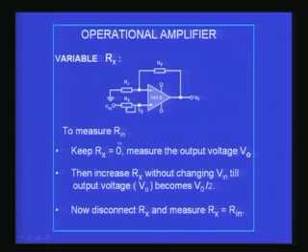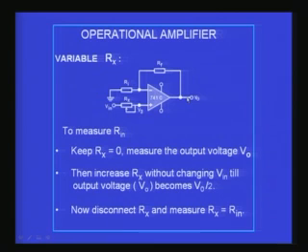Now to measure Rin, first you initially keep Rx equal to 0. That means you are almost shorting this. There is no resistance here, 0 resistance. So Vin and V3 are equal. Keep Rx equal to 0 and now measure the output voltage. So the entire voltage is available at pin number 3 or at the non-inverting terminal, and the output voltage is now measured.